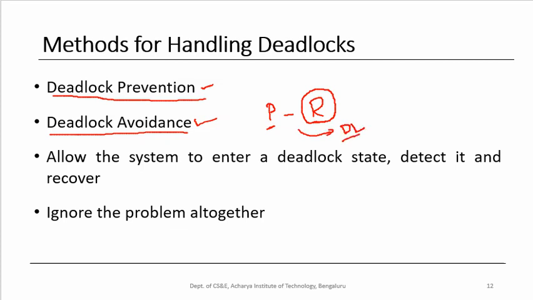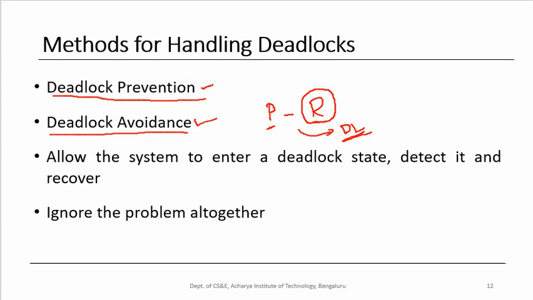For making such decisions, the operating system has to have information such as what resources are currently available, what resources are allocated, and what requests might come in the future from the processes. All this information has to be available with the operating system for making a decision on whether to grant the resource or not. So this is what is known as deadlock avoidance.